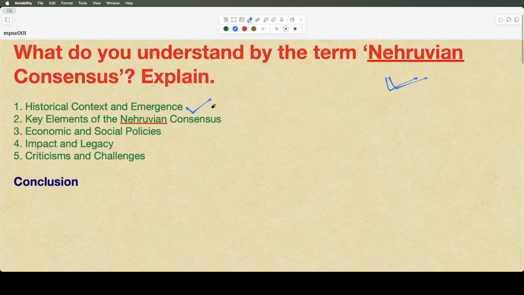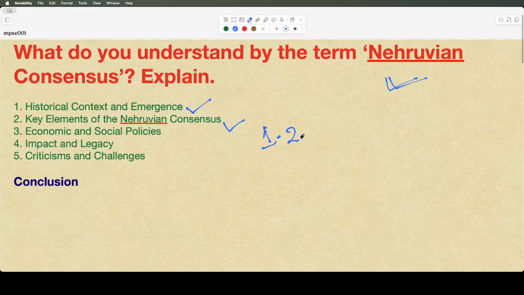Next we have key elements of the Nehruvian Consensus. First key element is democratic socialism. Nehru envisioned a socialist pattern of society where economic development would be guided by the state to ensure equitable distribution of resources. The idea was to balance economic growth with social justice. This approach led to the establishment of a mixed economy where the government controlled key industries while allowing for private enterprise. The 5-year plans initiated in 1951 were central to this vision, emphasizing agricultural and industrial development.